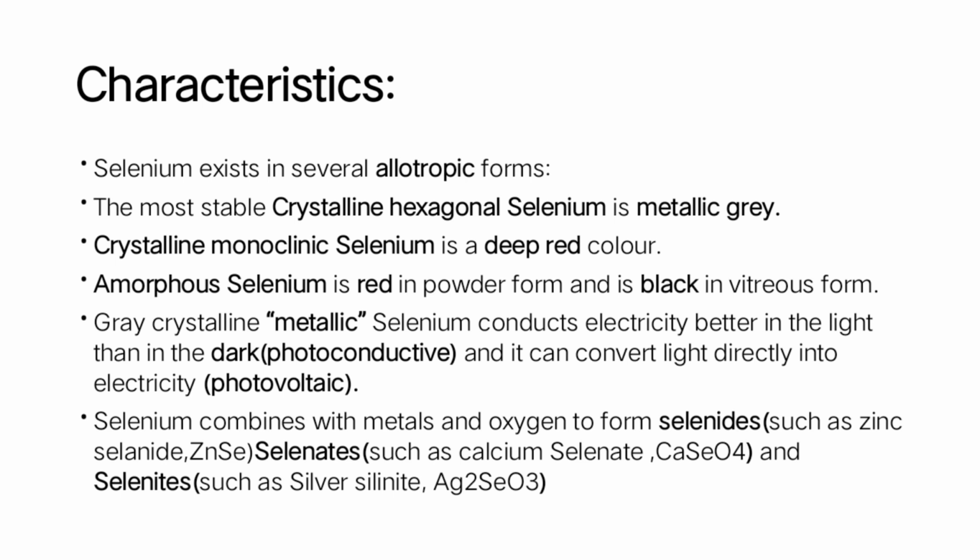Gray crystalline metallic selenium conducts electricity better in the light than in the dark, photoconductive, and it can convert light directly into electricity, photovoltaic. Selenium combines with metals and oxygen to form selenides such as zinc selenide, selenates such as calcium selenate, and selenides such as silver selenide.